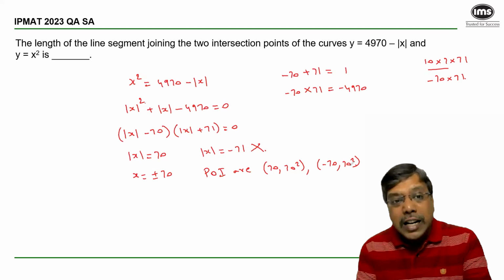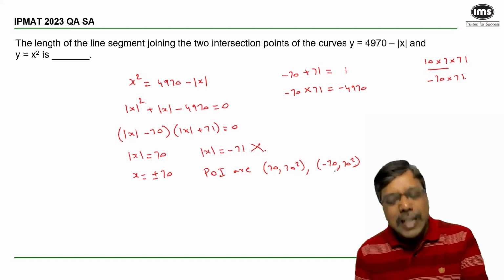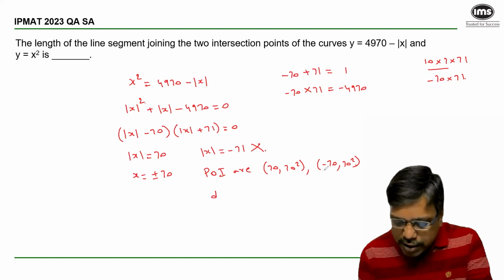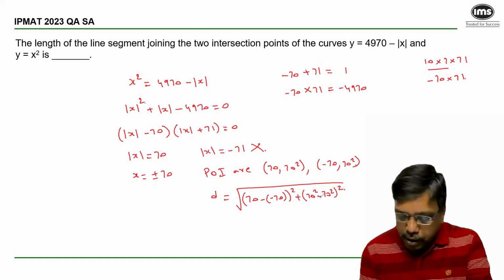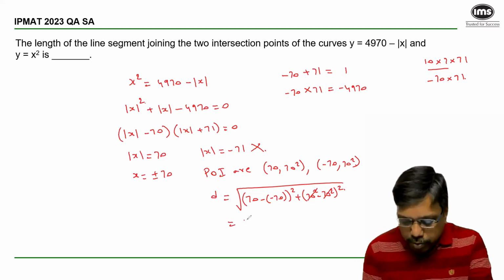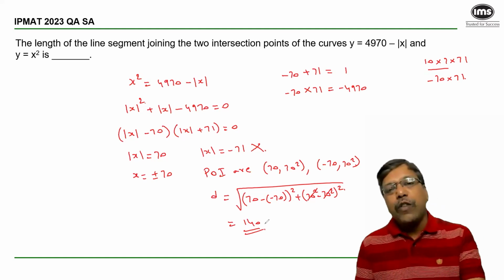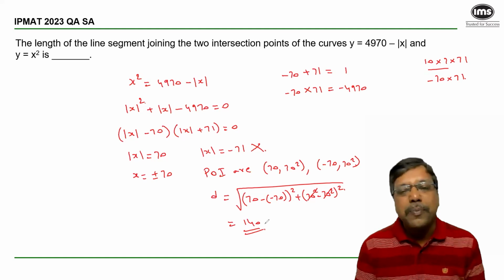But I want the length of the line segment joining these two points, which is essentially the distance between these two. So the distance between these two points is the square root of (70 - (-70))^2 + (70^2 - 70^2)^2. Now this second term anyway is 0. Now 70 plus 70 is 140, and the square root of 140 squared becomes 140. Hence the length of the line segment asked is 140 meters or 140 units.